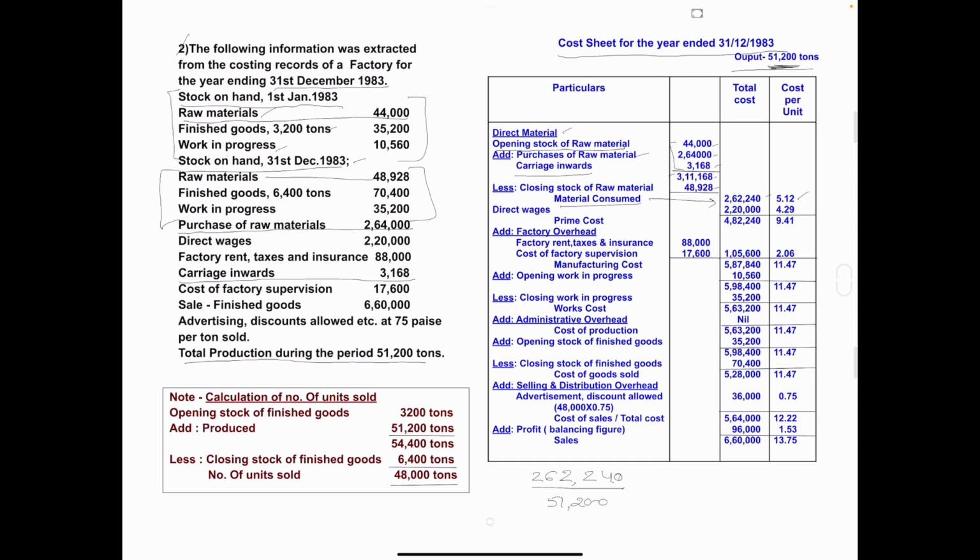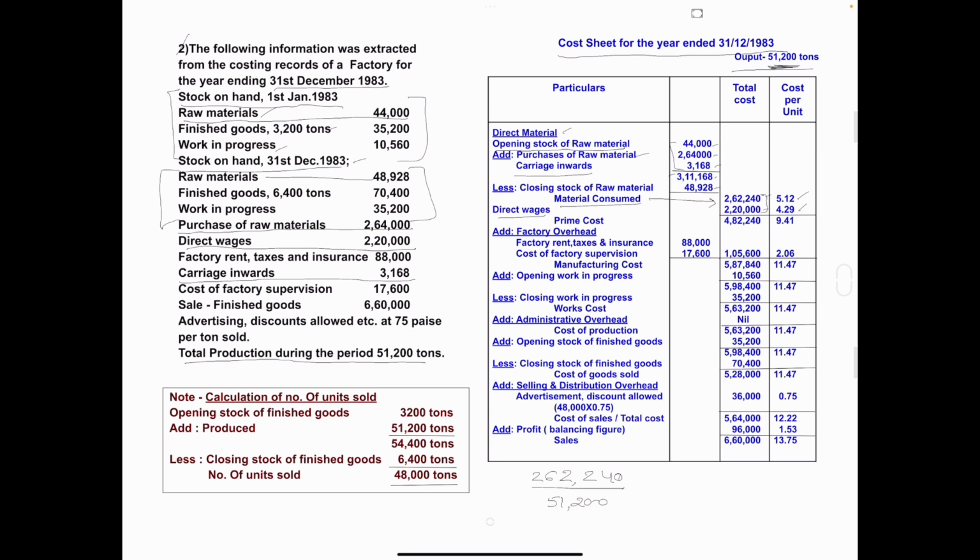After that, any direct expenses or direct overhead should be added. Right here in this problem they have given direct wages, that is 2,20,000. So write in the solution part direct wages amount in the total column, 2,20,000. For cost per unit, 2,20,000 divided by 51,200 and the amount is 4.29.